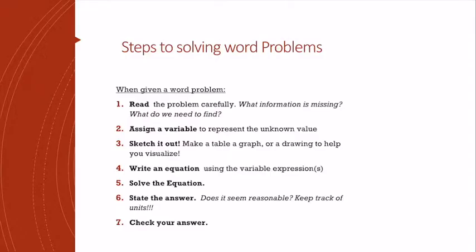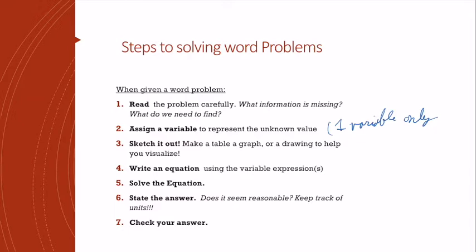So when we're solving word problems, the first thing I want you to do is read the problem really carefully. Ask yourself, what information is missing? What is being asked of me? Next, you're going to need to assign a variable, and just one variable. We only want to have one variable only, and you're going to use it to represent an unknown value. Next, sketch it out if possible. Draw a picture. I like making tables. I just personally find that really helpful.